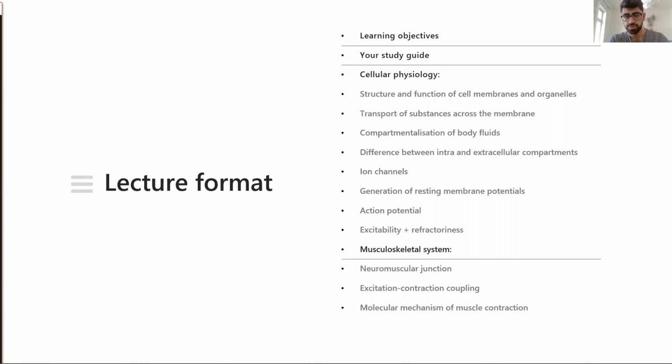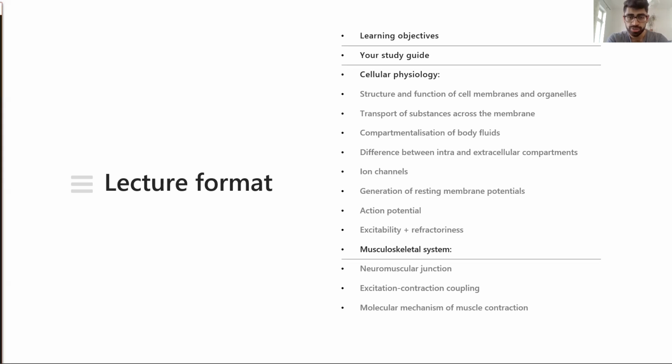So these are the topics which we've broken cellular physiology down into. Structure and function of the cell membrane and organelles, which is a recap from biology, in addition to transport of substances across the membrane, again a recap from biology and also histology, and compartmentalisation of body fluids and the differences between the fluids in the different compartments, very important for physiology.